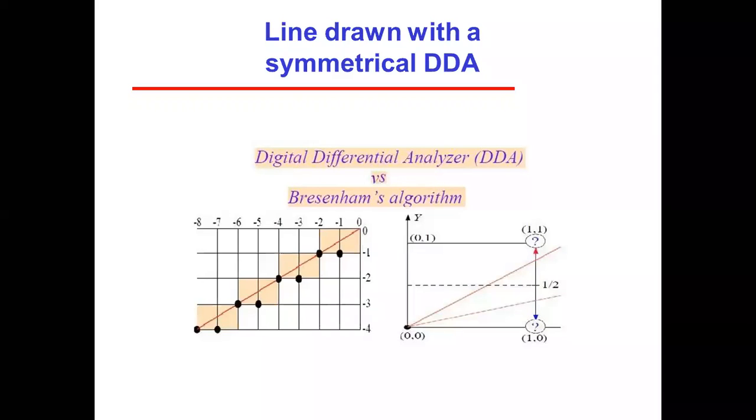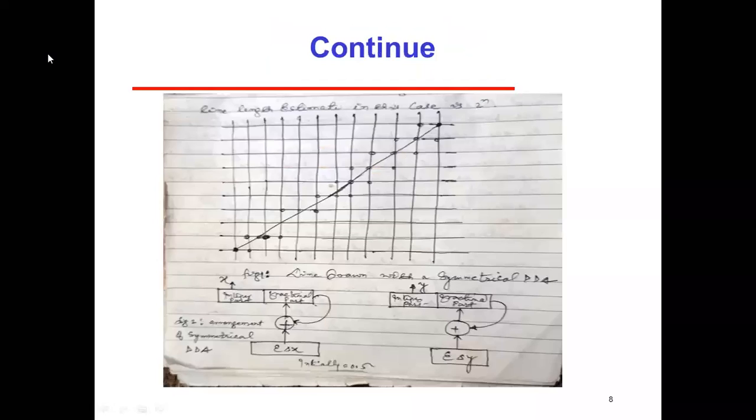Similarly, in this case, we will also get a few points which will never lie on the straight line, and most of the points will lie on the straight line. Then with the help of those points we can draw the straight line. So this is the methodology in the case of the symmetrical DDA.